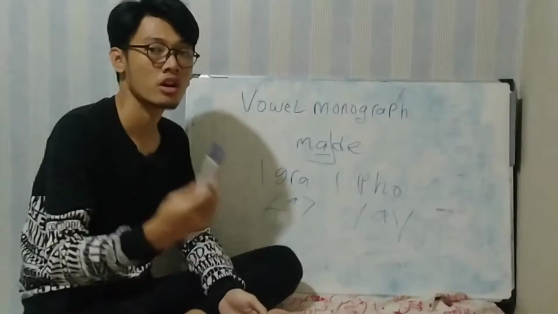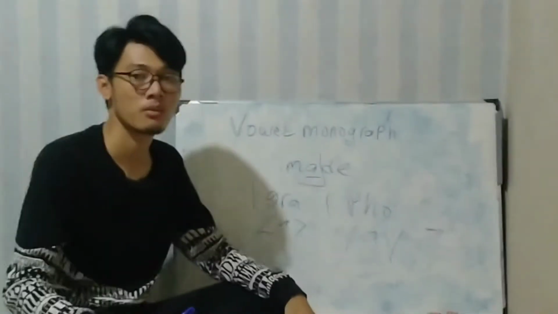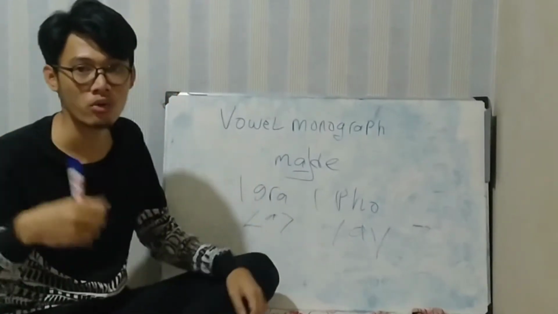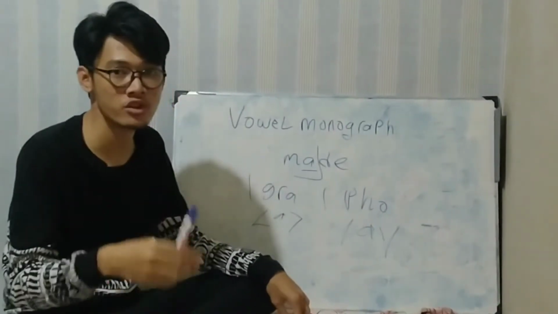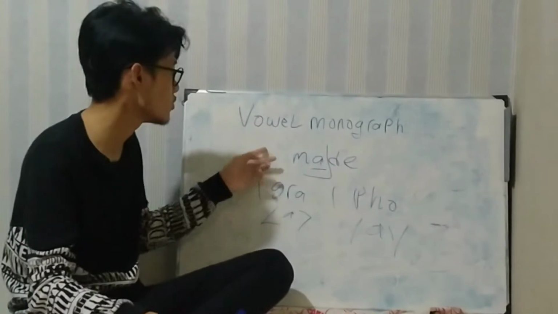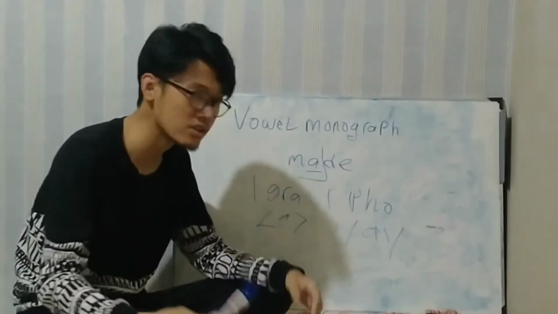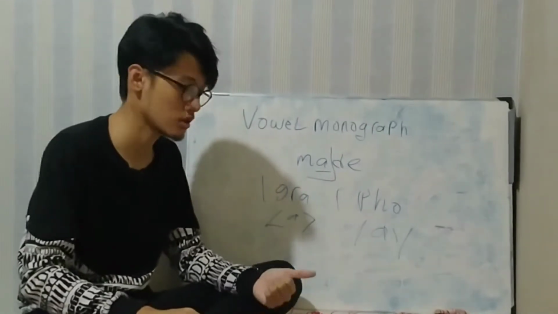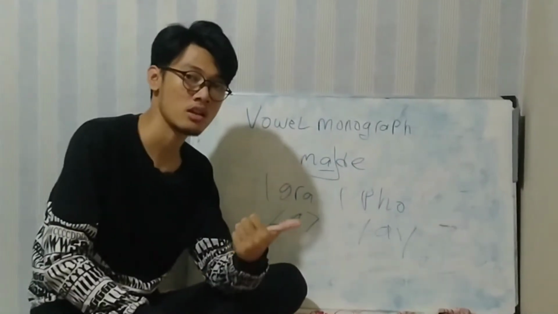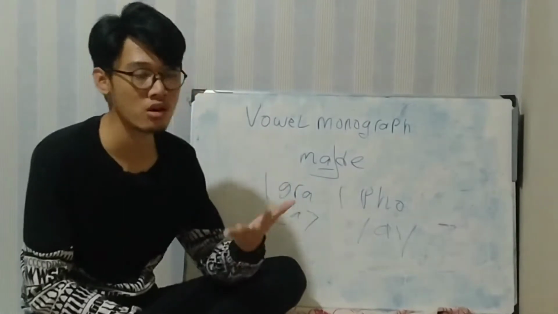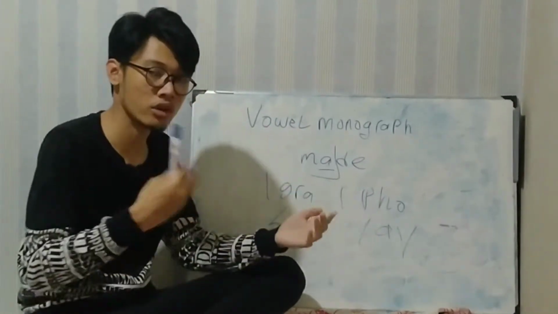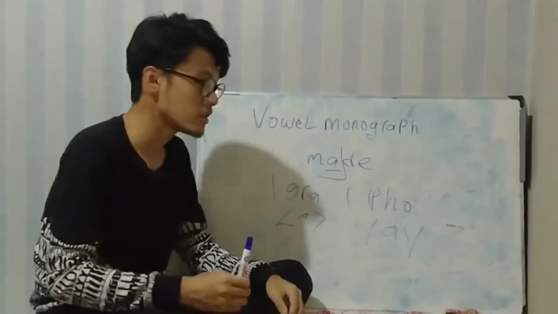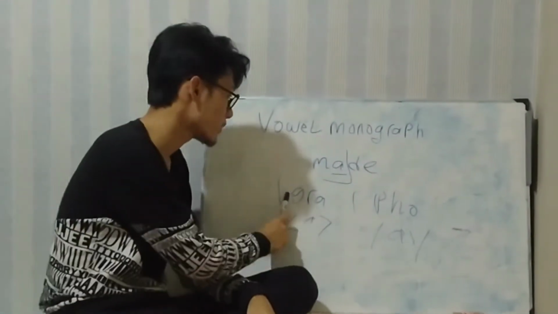Okay guys, right now we're going to talk more deeply section by section. I will give you a first tour of the first section, which is vowel monograph. Basically, mono, as we know, means one, and vowel contains a, i, u, e, o, right? I'll go straight to the example. It basically represents one grapheme and one phoneme.